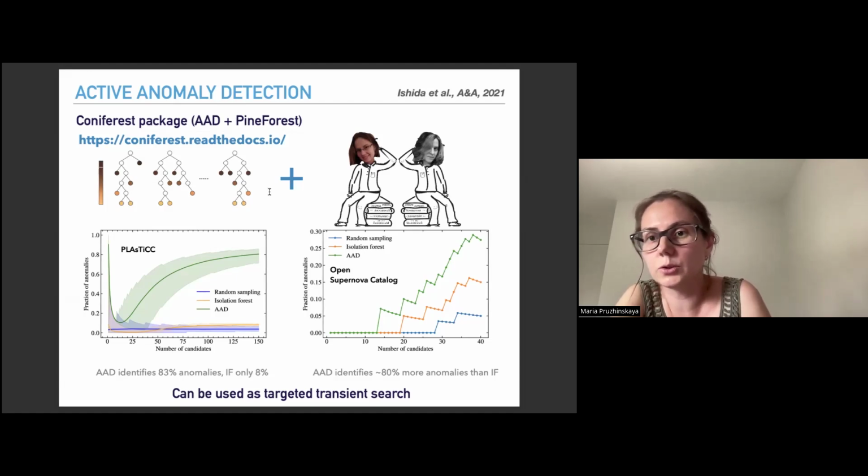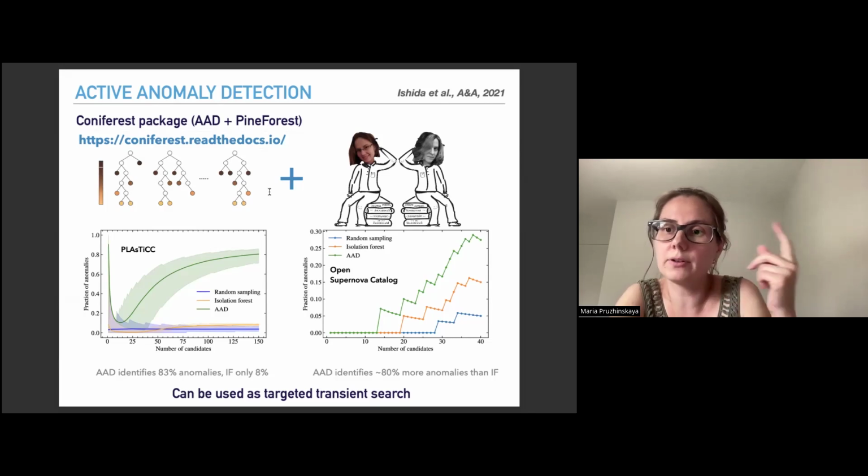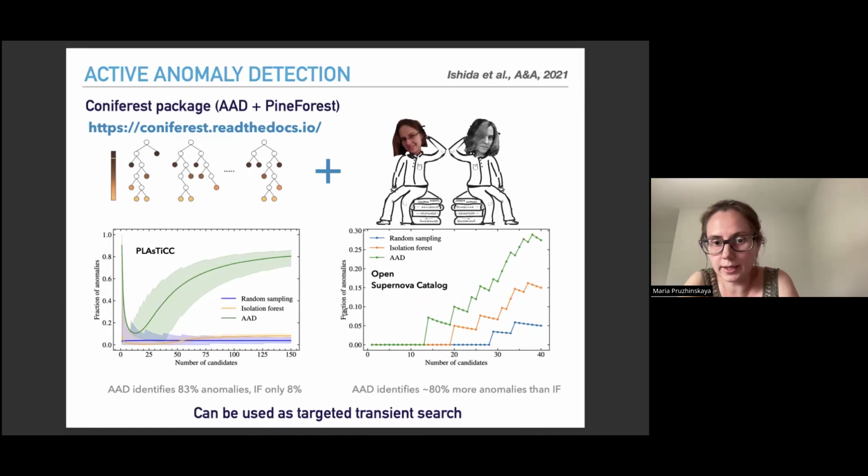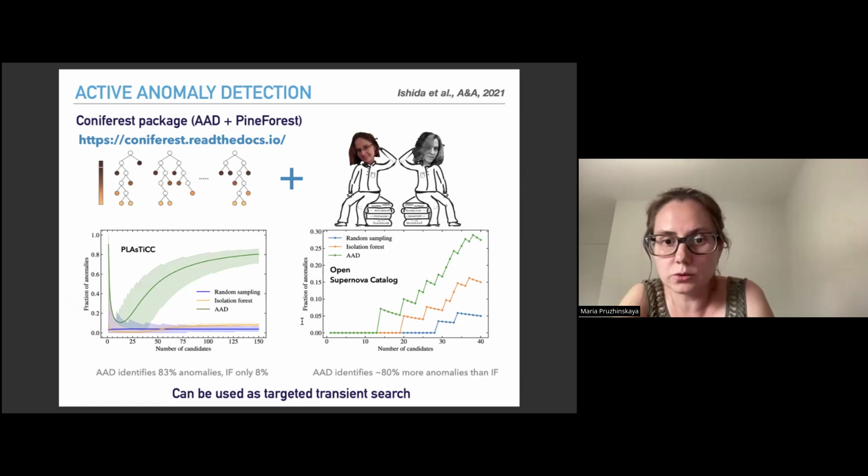And so by several iterations like that between the expert and the algorithm, the algorithm is supposed to learn what kind of objects are interesting for the expert. Below on this slide, I show two plots. They are the same. Just one is for simulated data, and the other one is on real data. This is the fraction of anomalies depending on the number of candidates scrutinized by the expert.